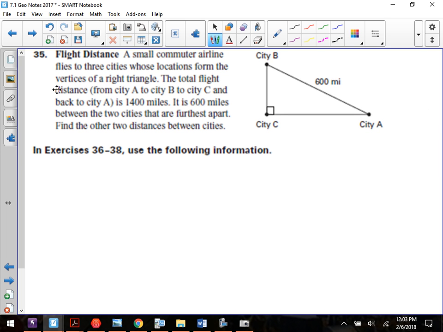Now, in order to set this up, you just have to read it carefully. They tell you the distance from A to B to C and back, so the perimeter of this was 1,400. It tells you that the hypotenuse is 600. So if the whole thing was 1,400 and you take out 600, how much is left for the other two sides? 800. Good. So that means from B to C and C to A, it's going to have to equal 800. I don't know what either one of them measures, but I know that would have to be the case.